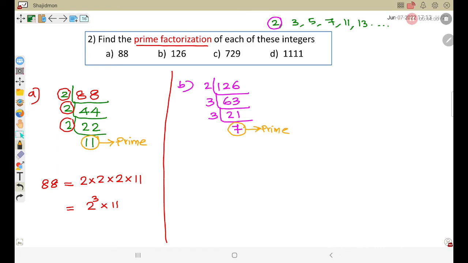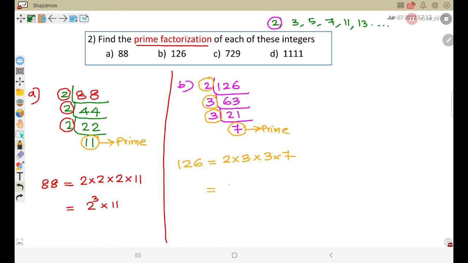First check with number 2. If number 2 is not possible, go to number 3. If number 3 is not possible, go to number 5, like that. Once you get a prime number, you can stop. So we can write 126 equals 2 multiply 3 multiply 3 multiply 7.